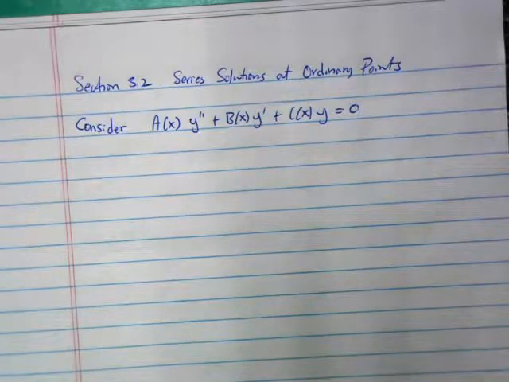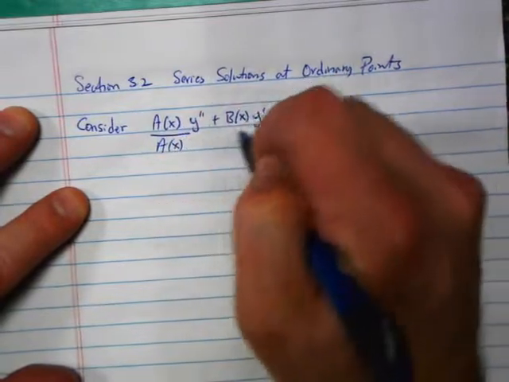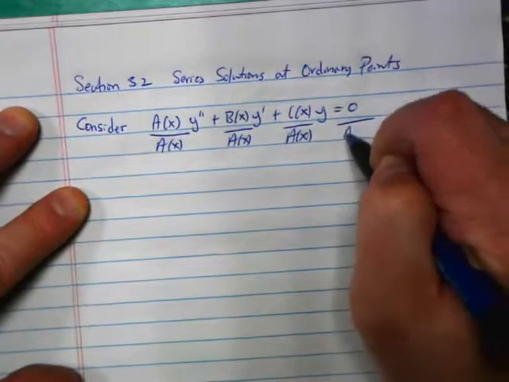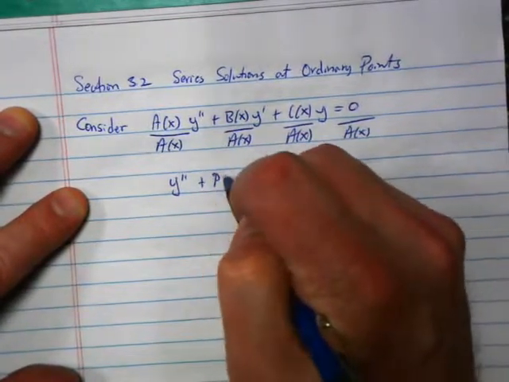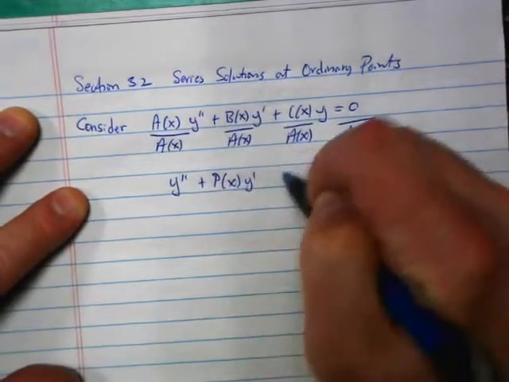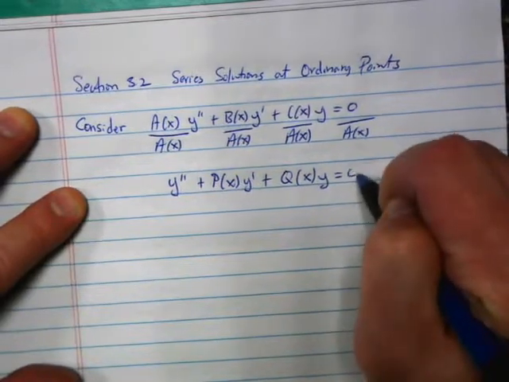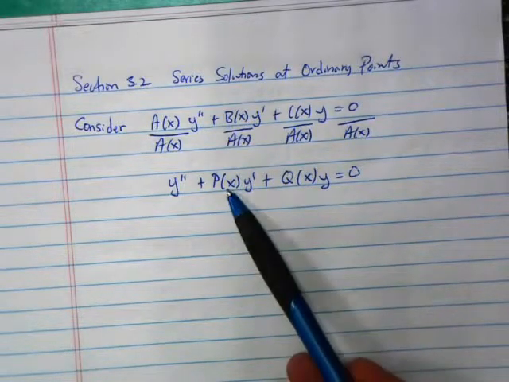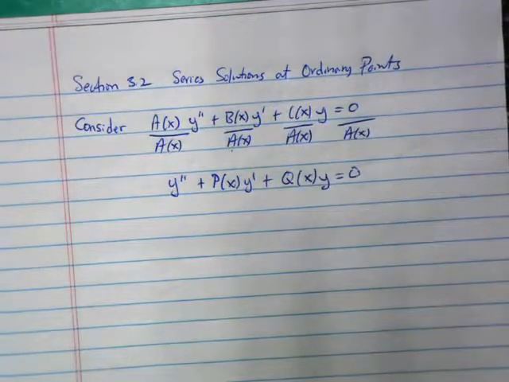The first thing we typically do with this equation is we divide everything by a of x. And we write this as y double prime plus p of x y prime plus q of x y equals 0. So p of x is just b divided by a, and q of x is just c divided by a.